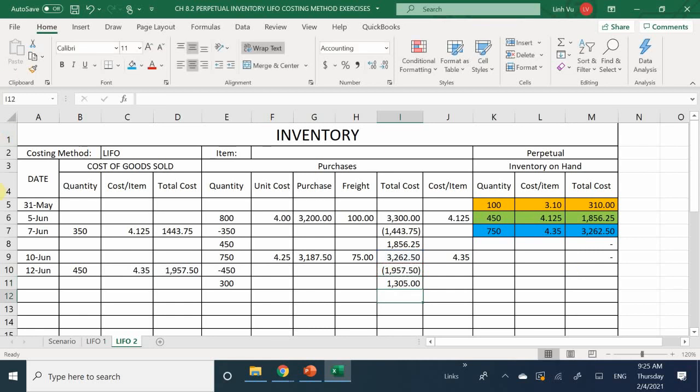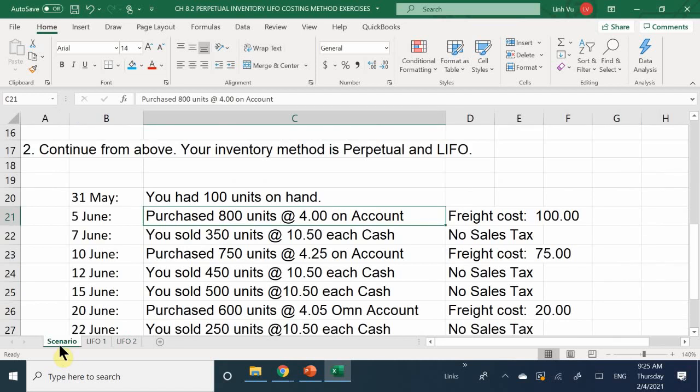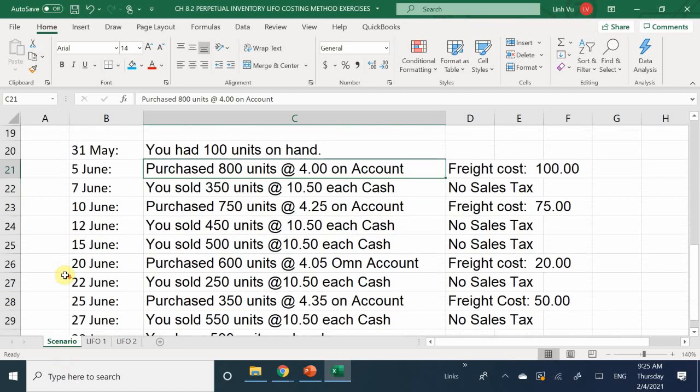So therefore, I should have 1305 left remaining. So this should be 300. There you go, 1305. Okay. Then what happened on June 15th?